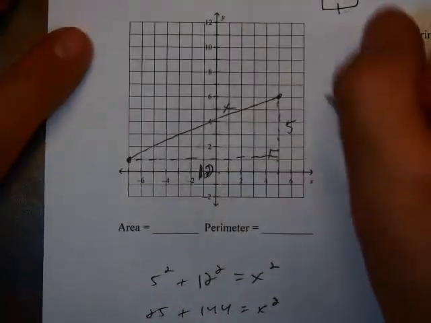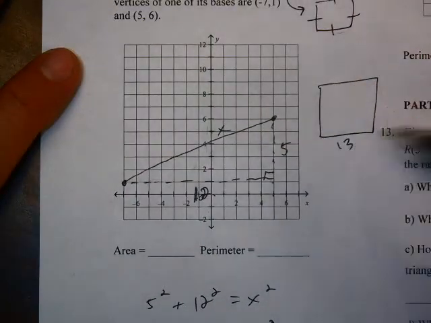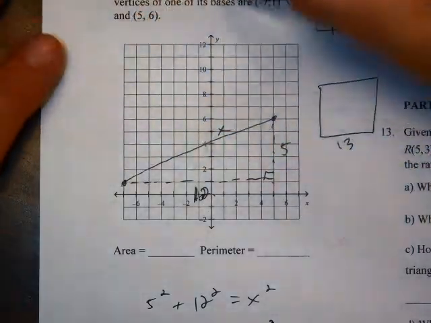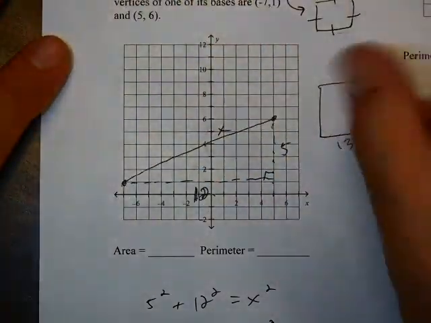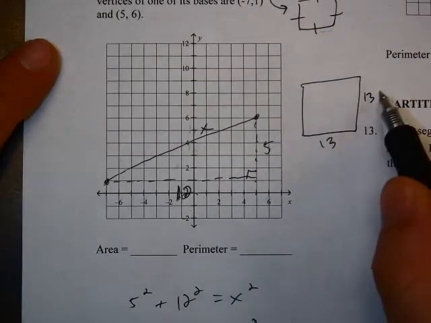So if I draw a square, what that means is that my square has a base of 13 now. And again, it could be drawn like this. We're not even concerned with drawing it here. All we need to know is that now we have a square with size of 13.